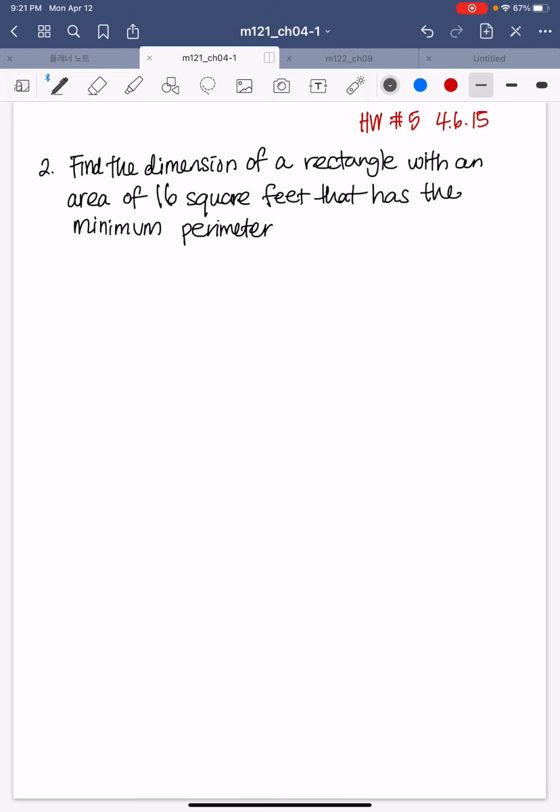Find the dimensions of a rectangle with an area of 16 square feet that has a minimum perimeter. So we have a rectangle. What do you know about a rectangle? Area is given, and then we want to minimize perimeter. So the rectangle has sides x and y, so the area function is x times y, and then we want to minimize the perimeter function.